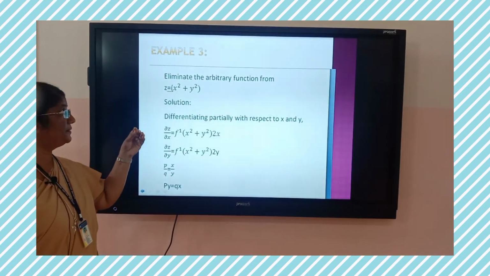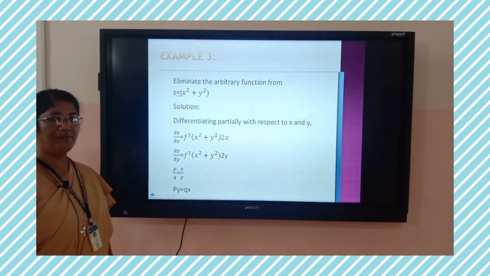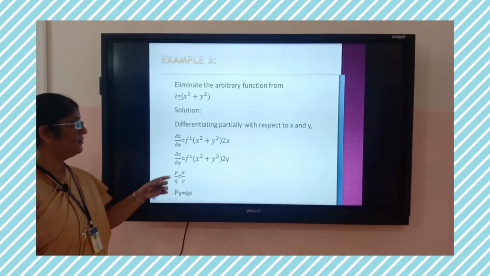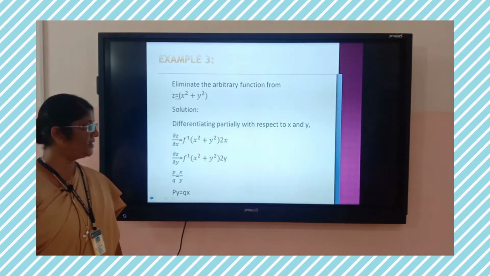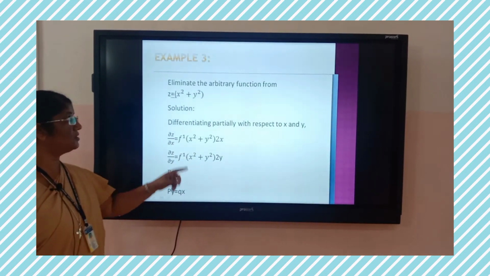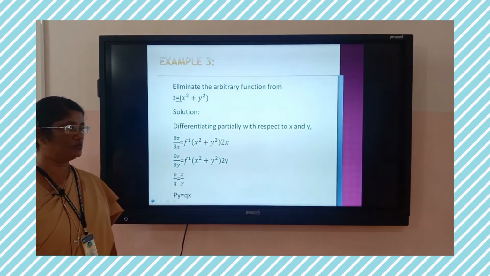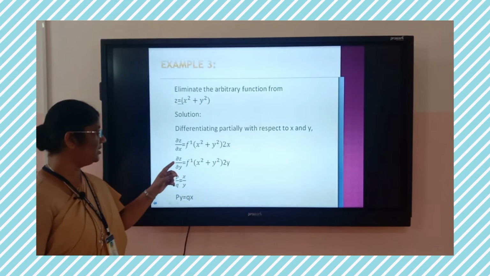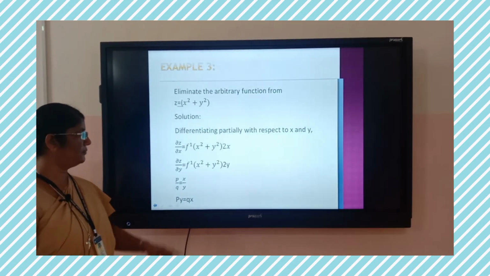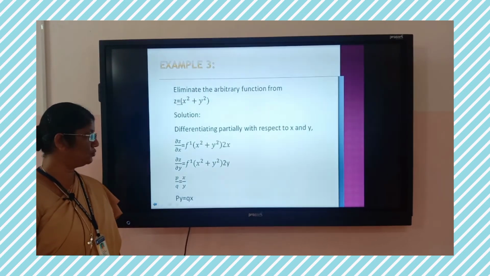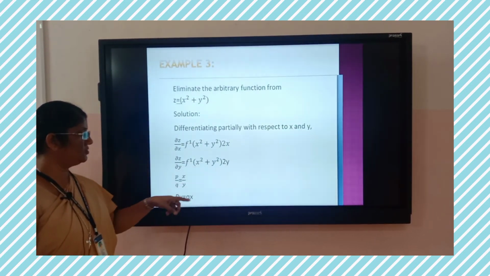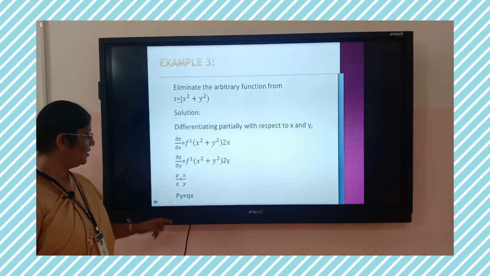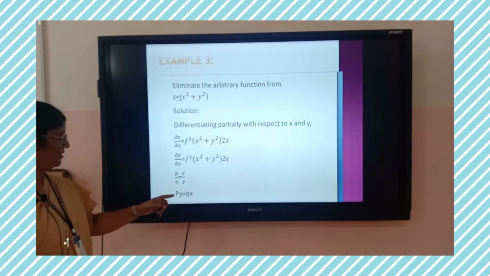Now we'll see the third example. Eliminating the arbitrary function from z = f(x² + y²). Solution. We differentiate partially with respect to x, we will get ∂z/∂x = f'(x² + y²) · 2x. When we differentiate partially with respect to y, we will get ∂z/∂y = f'(x² + y²) · 2y. By dividing these two equations, we will get p/q = x/y. So when we cross multiply, we will get py = qx.